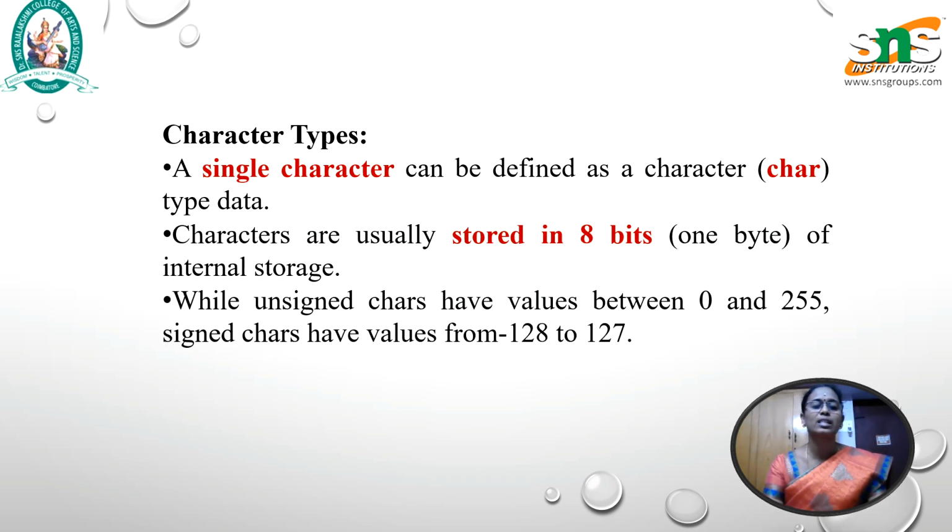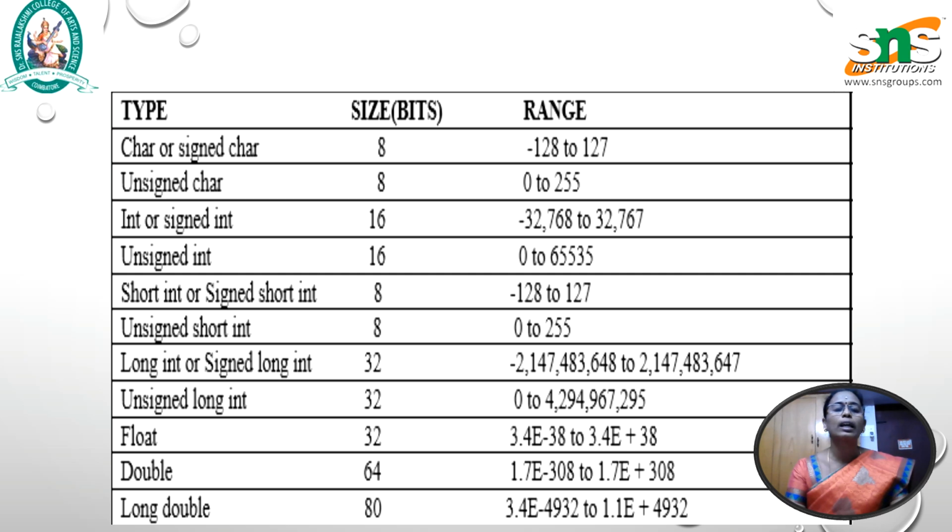The next is character type. A single character can be defined as a character, that is each and every alphabet or each and every character on the keyboard is referred to as a single character. The characters are usually stored in 8 bits, that is 1 byte. 4 bits is called a nibble and 8 bits is called a byte, which is stored as integer storage. Unsigned characters have values between 0 to 255, while signed characters have values from minus 128 to 127 in the storage space. These are the ranges of the character data types in C.